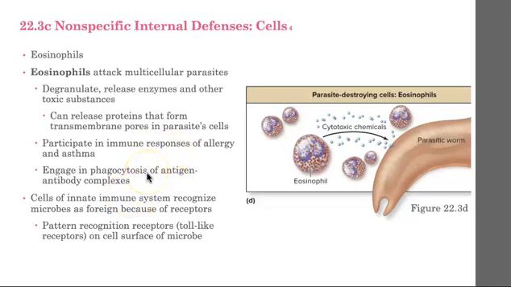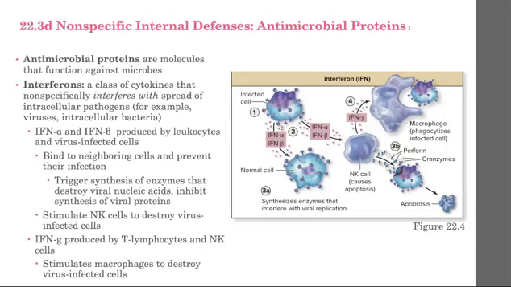Our cells of our innate immune system are going to recognize microbes because they are going to have foreign receptors to us. They will have receptors called pattern recognition receptors, also known as toll-like receptors, on their cell surface.